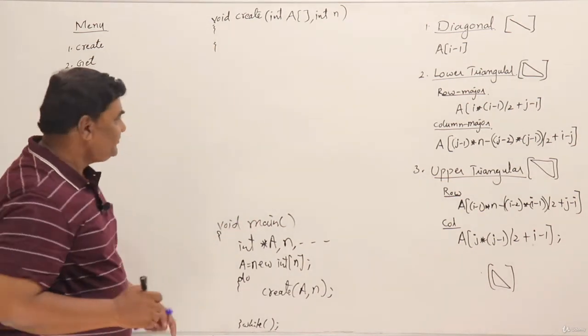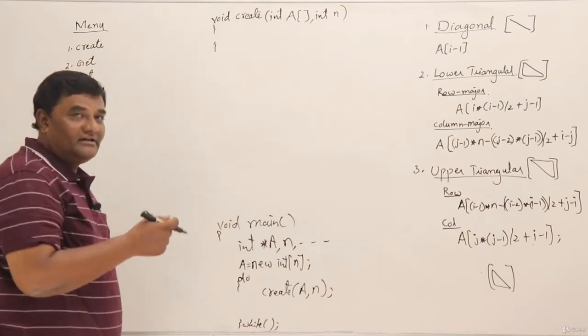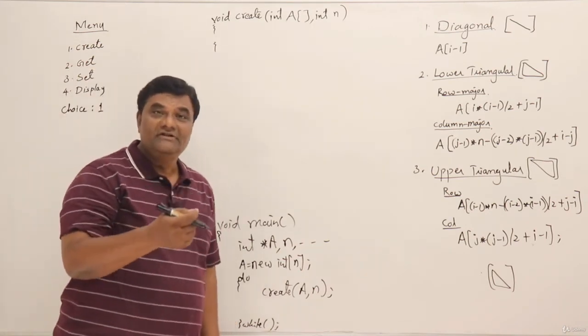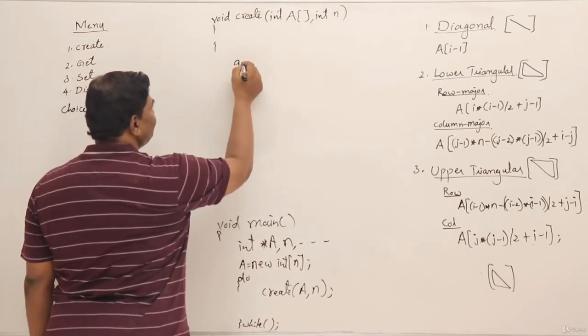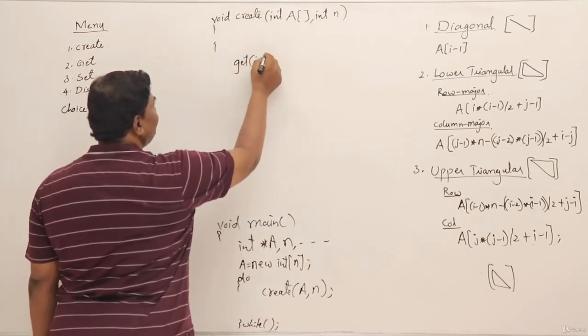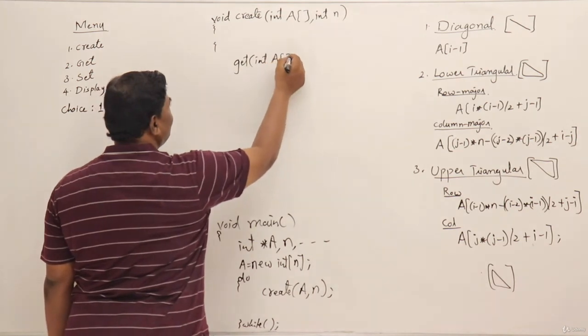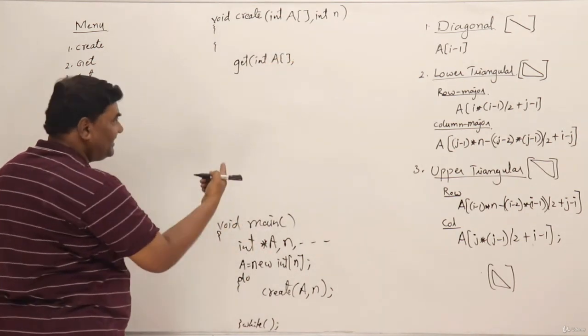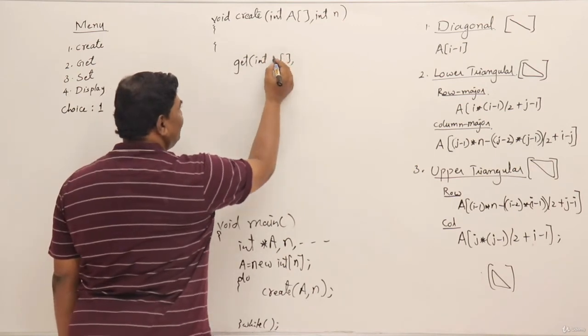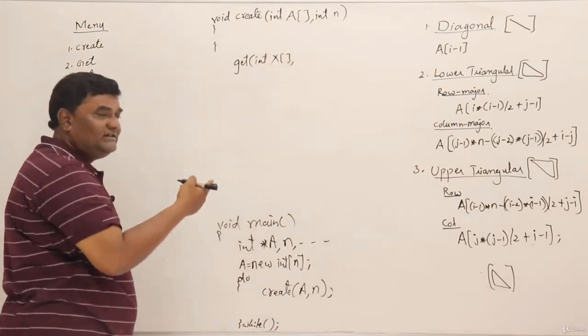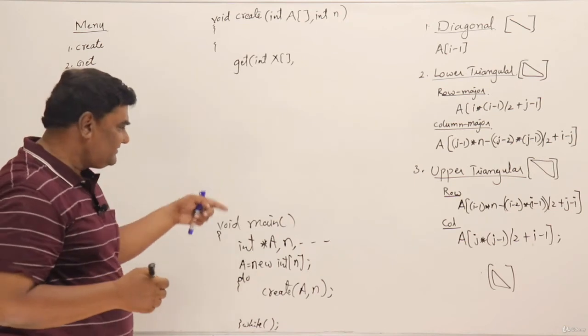The next, we should have a function for getting an element from a given index. So for that, function name is get. It also needs an array. From which array? That array we have to pass from here. And whatever the name you want, you can take it. So let us take it as X or A, any name you can give. That is a pointer pointing to this array.